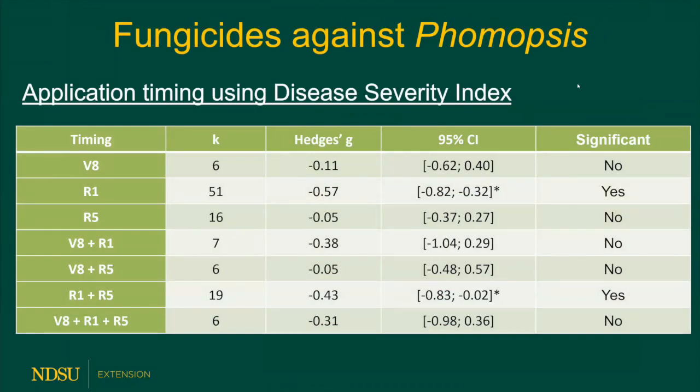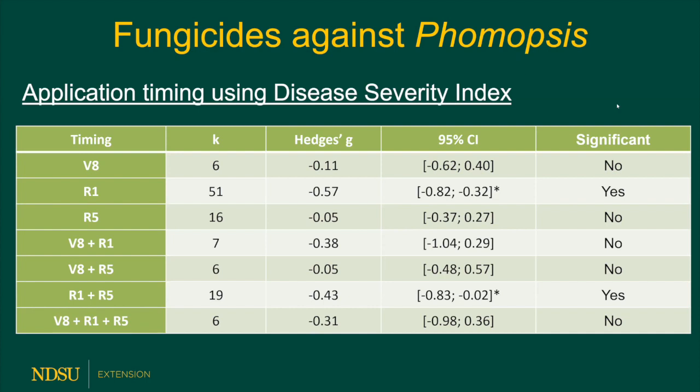Okay. So here's some of the data, and I'm going to walk you through this. I don't want to go into a ton of detail, but I will show you what matters and what doesn't. So the first question we're asking is application timing using disease severity index. How does the time impact the amount of disease, which the disease severity index is what we're evaluating. So the way you'd read this is the first component here.